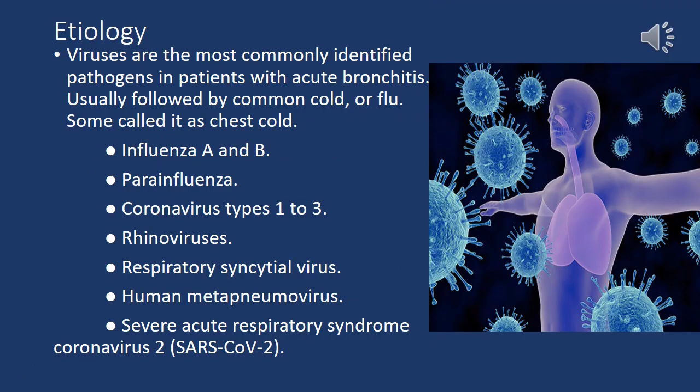When it comes to acute bronchitis, viruses take the spotlight as the primary culprits behind this respiratory condition. The viruses commonly associated with acute bronchitis are Influenza A and B, Parainfluenza, coronavirus types 1 to 3, Rhinoviruses, Respiratory Syncytial Virus, Human Metapneumovirus, Severe Acute Respiratory Syndrome Coronavirus 2, SARS-CoV-2.